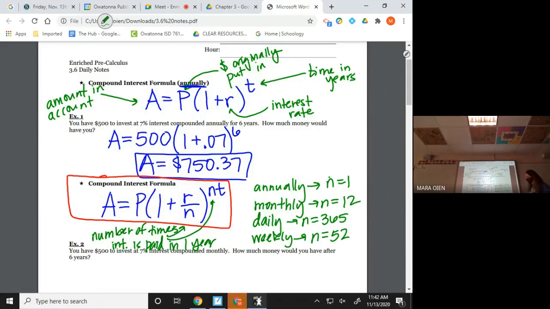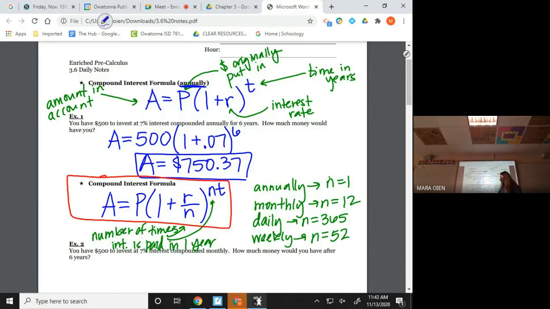Bi-monthly can be a little confusing because sometimes businesses mean bi-monthly like every other month, but they also sometimes mean bi-monthly like twice a month. So if you ever see that, make sure you clarify that. But see if you can set up your equation for example 2 here, and then we'll see if we can get example 2 done before we break for lunch.